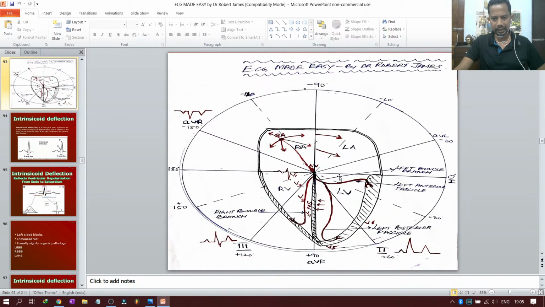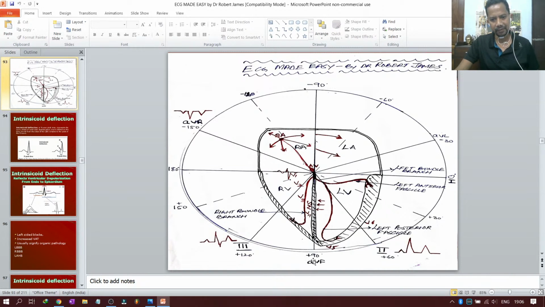So how is that happening? This is the left anterior fascicle, and we have blocked it. Now this part of the myocardium needs to be depolarized, but this fascicle is blocked. It will not be depolarized by the right bundle branch because there is no need; there is a left posterior fascicle out here. So it will send the current like this to the area where the left anterior fascicle had to depolarize. So now what is happening to the vector?